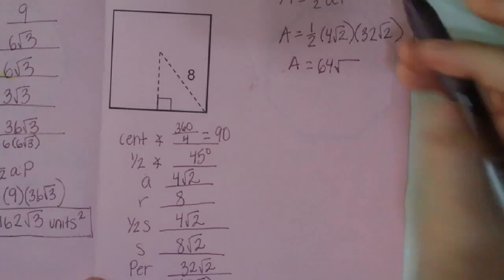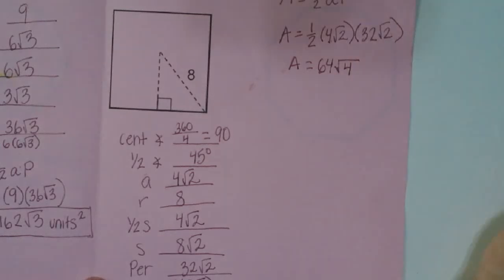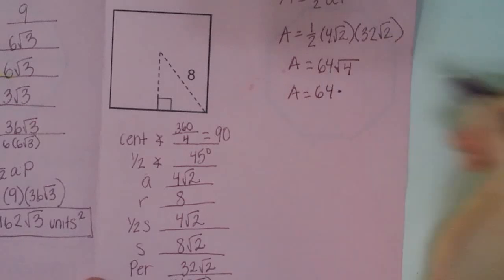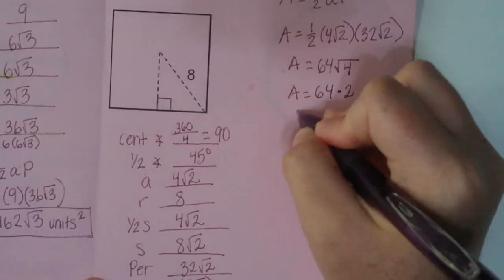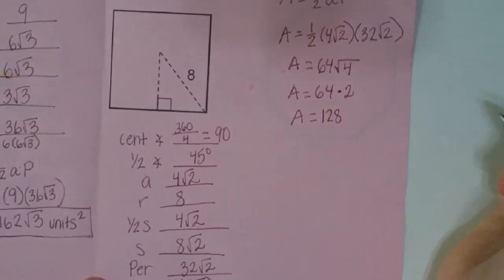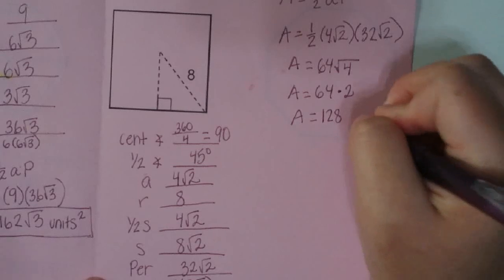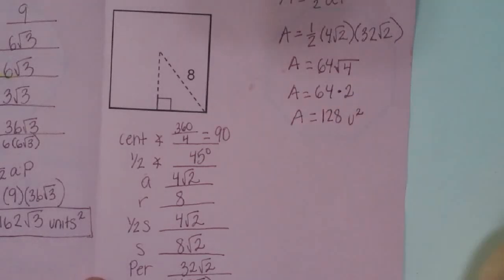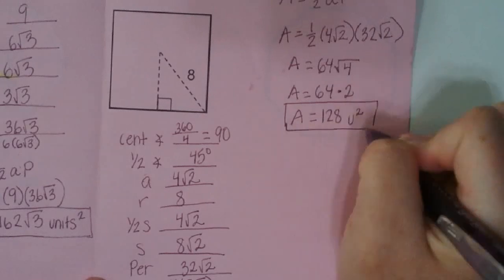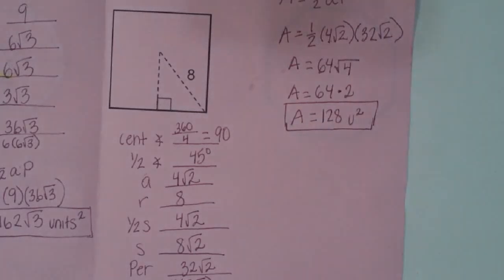Now we're going to multiply all the numbers inside the square root. So 2 times 2 is 4. Well, we can simplify this because the square root of 4 is 2. So 64 times 2 is 128. Now, again, there's no units, so what we're going to do is put u squared. So your answer for the area is 128 units squared.